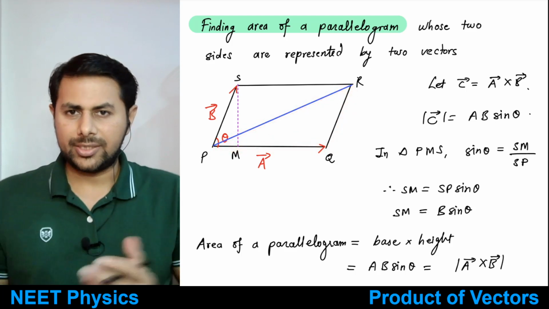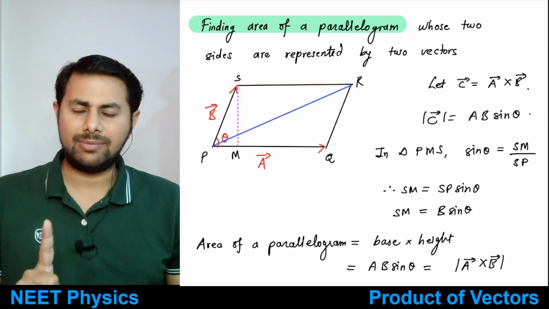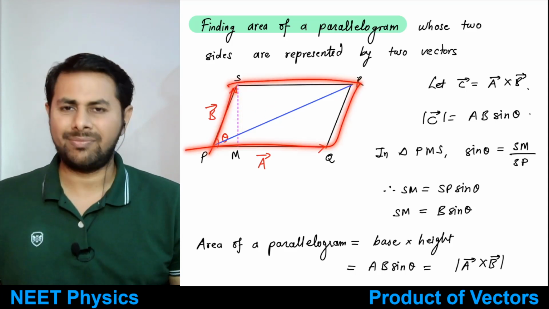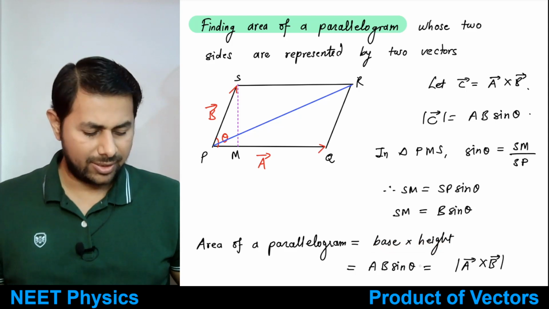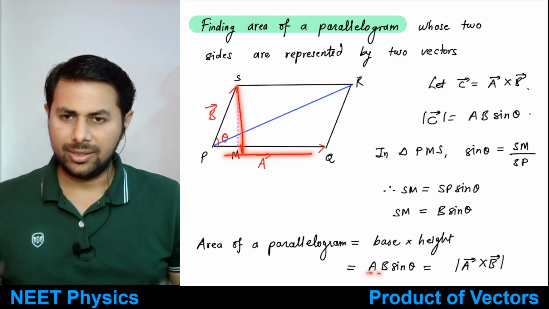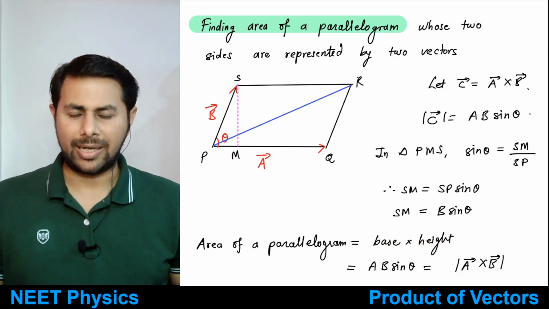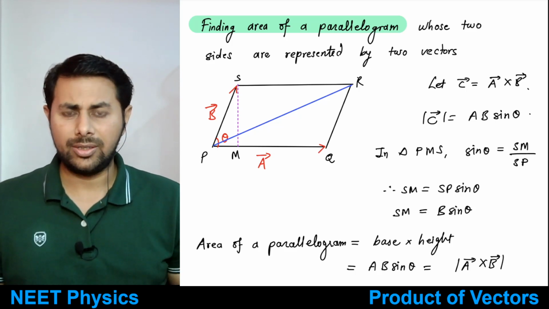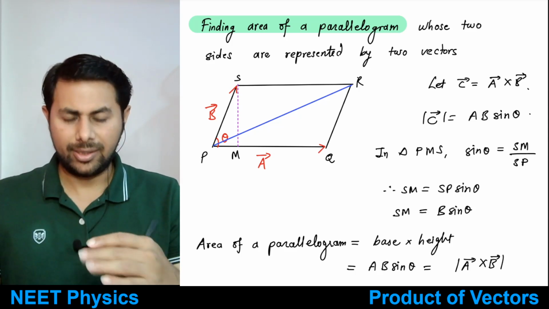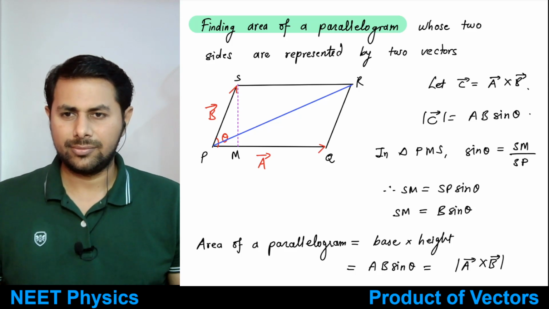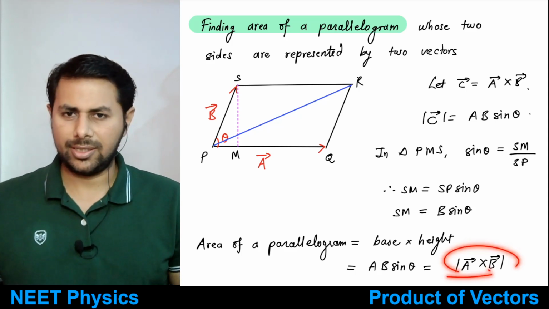So half of A multiplied by B sin theta gives the area of one triangle, plus half of base into height for the other triangle. That means base into height gives the area of a parallelogram. Base into height is just A multiplied by B sin theta, which is the magnitude of A bar cross B bar. So the magnitude of the vector product of two vectors gives the area of a parallelogram whose two adjacent sides are represented by those two vectors. This is clear, everyone.